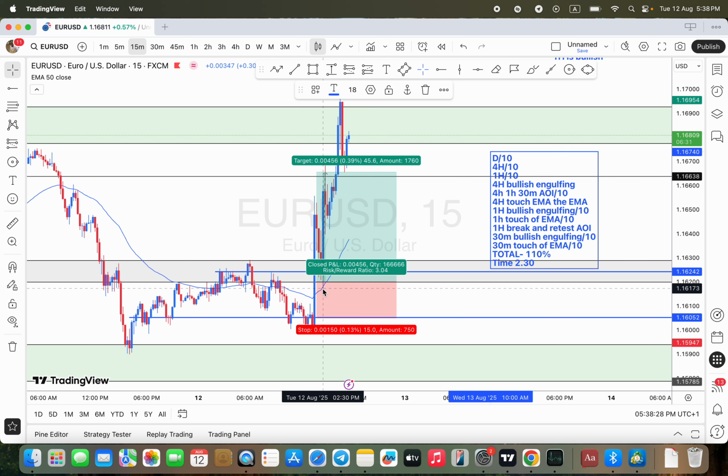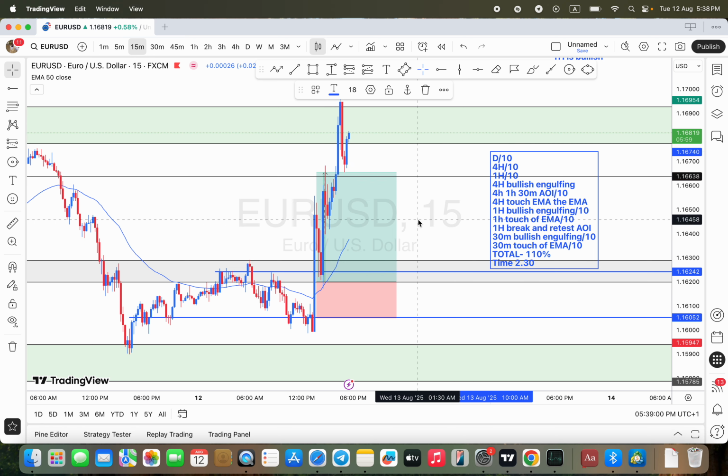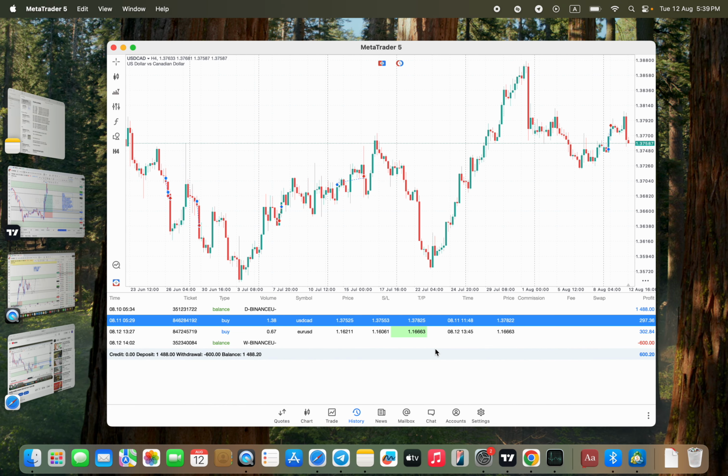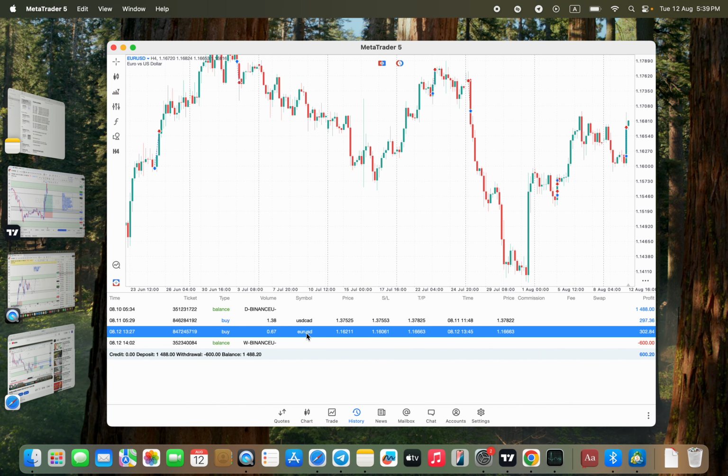My buy order was here, price came here, triggered it and started going to the upside immediately. Came back a little, and I had just left my phone and was in the bathroom. I just saw a notification from MetaTrader 5 that my TP has been hit. I was like, really? And I checked, and that was it. This is right here. EURUSD, that was the trade.